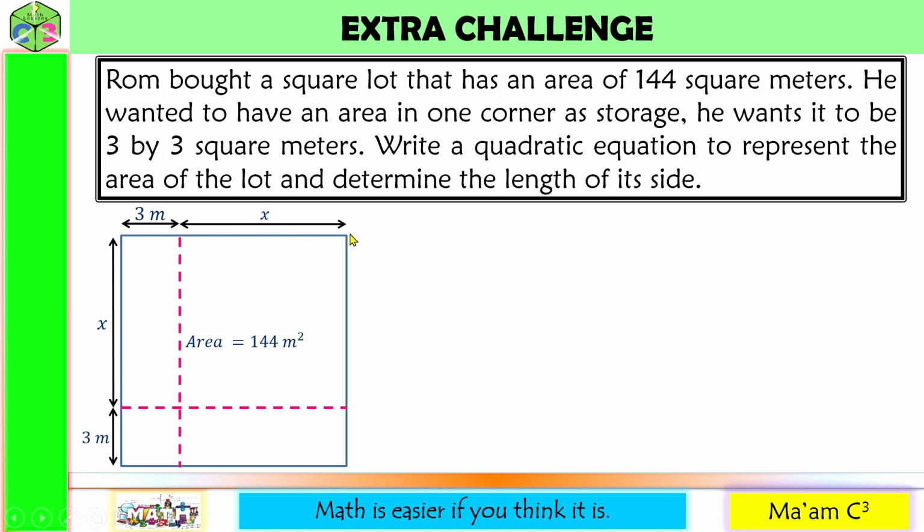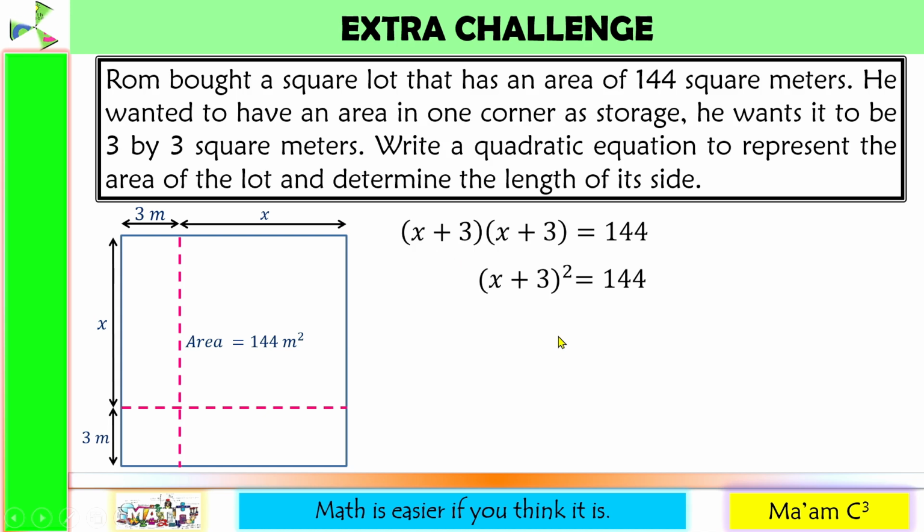The area of a square is length times width. If I am going to consider this as my length and this one as my width, then I have x plus 3 times x plus 3. And that is equal to the area, 144 square meters. I have here 2 quantity x plus 3. So I could just rewrite this as quantity x plus 3 squared is equal to 144.